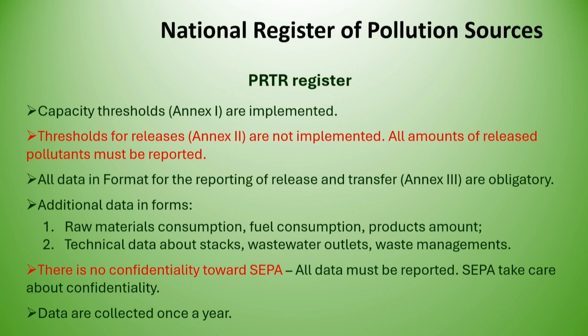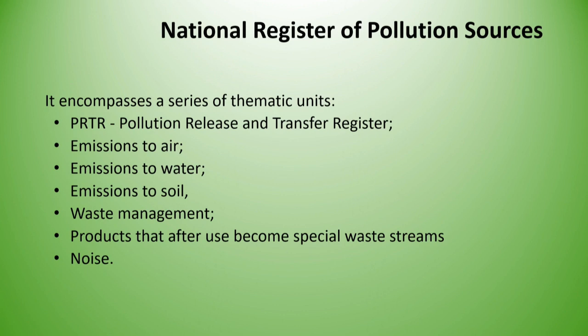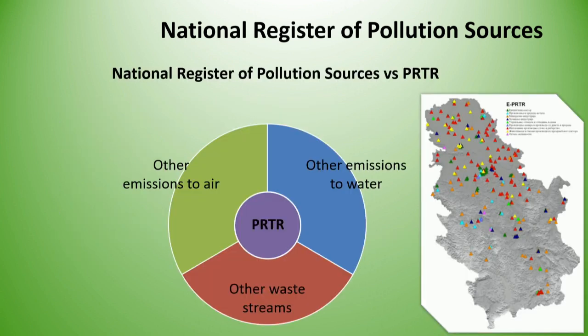An important thing is there is no confidentiality towards SEPA. SEPA takes care of the confidentiality, so all data must be reported. When you look at the structure of the National Register of Polluters, you can see there are PRTR, but we have emission to air, water, soil, which are not covered in PRTR. Waste management as a whole, so not only waste generation, we have a complete system for waste management reporting. The difference with the National Register of Pollution Sources is in the coverage of the number of companies. On the right side, on this map, you can see our PRTR companies. Next slide, please.